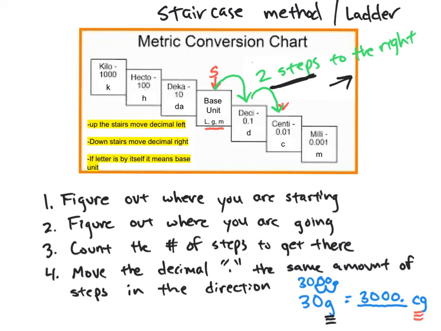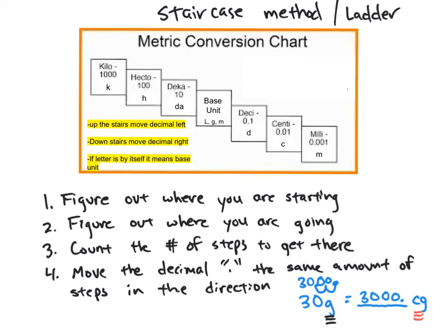All right, that's how we do metric conversion. We count the steps, and then we move the decimal the same amount of steps. Okay, so we're going to do a little practice on the next slide. We're going to go through the steps together. We're starting at meters, 12 meters. So that's right here, my base unit. That's my starting point. We selected that as our starting point. Okay, so here is hectometer. This is our finishing point. So we're going to take the same amount of steps in the same direction.